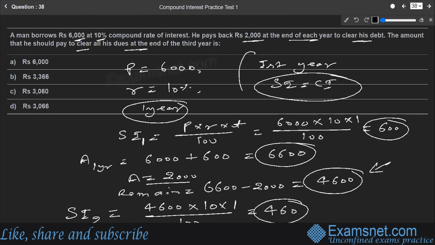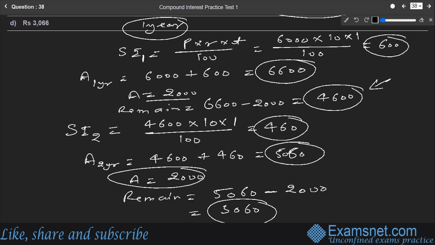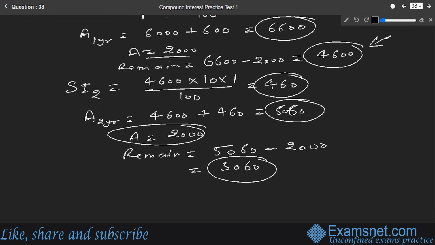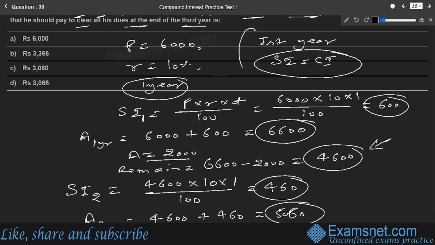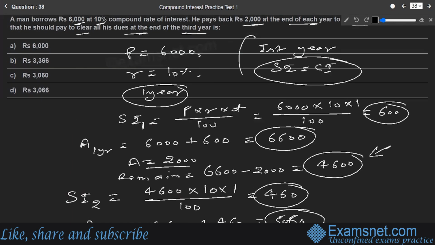They had asked the amount that he should pay to clear all his debt at the end of the third year. That's what we are supposed to find out here. After the first year the amount is 6,600 and then he had to pay 2,000 out of it. After the second year also, the remaining amount that has to be paid is 3,060 rupees. So that should be the right answer. 3,060 rupees is the final answer, which is available in option C. This third year is not third year, this has to be second year. Then only the answer will be 3,060.